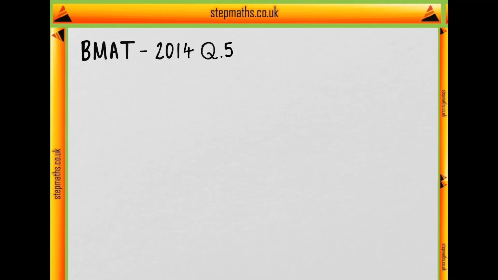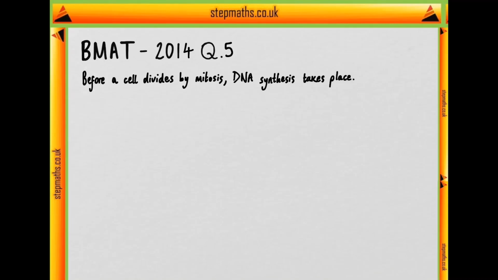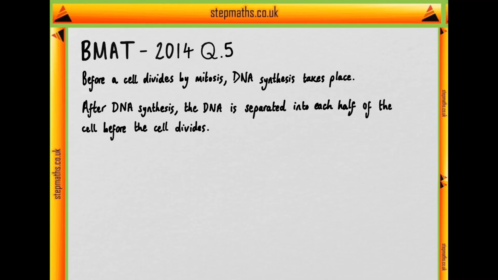In question 5, we're told that before a cell can divide by mitosis, DNA synthesis has to take place. Following the DNA synthesis, the DNA is then separated into each half of the cell before the cell divides. So that's just a recap of what we should know about mitosis.